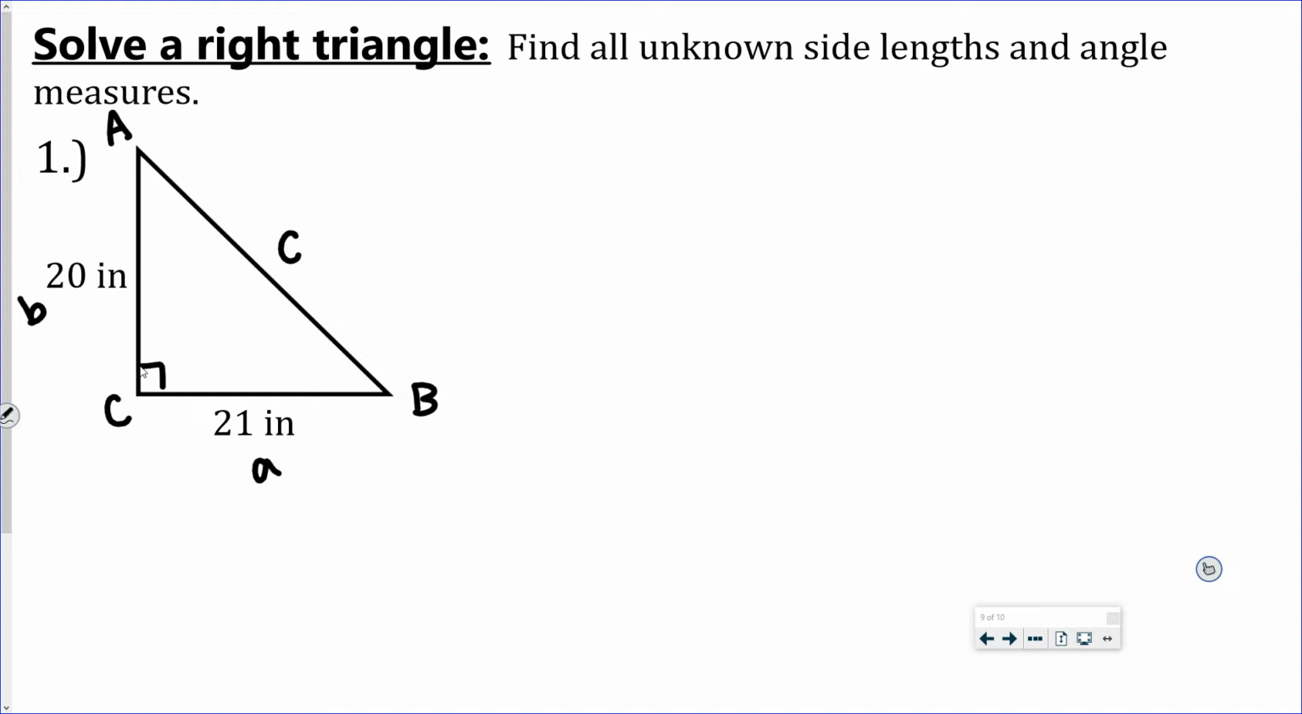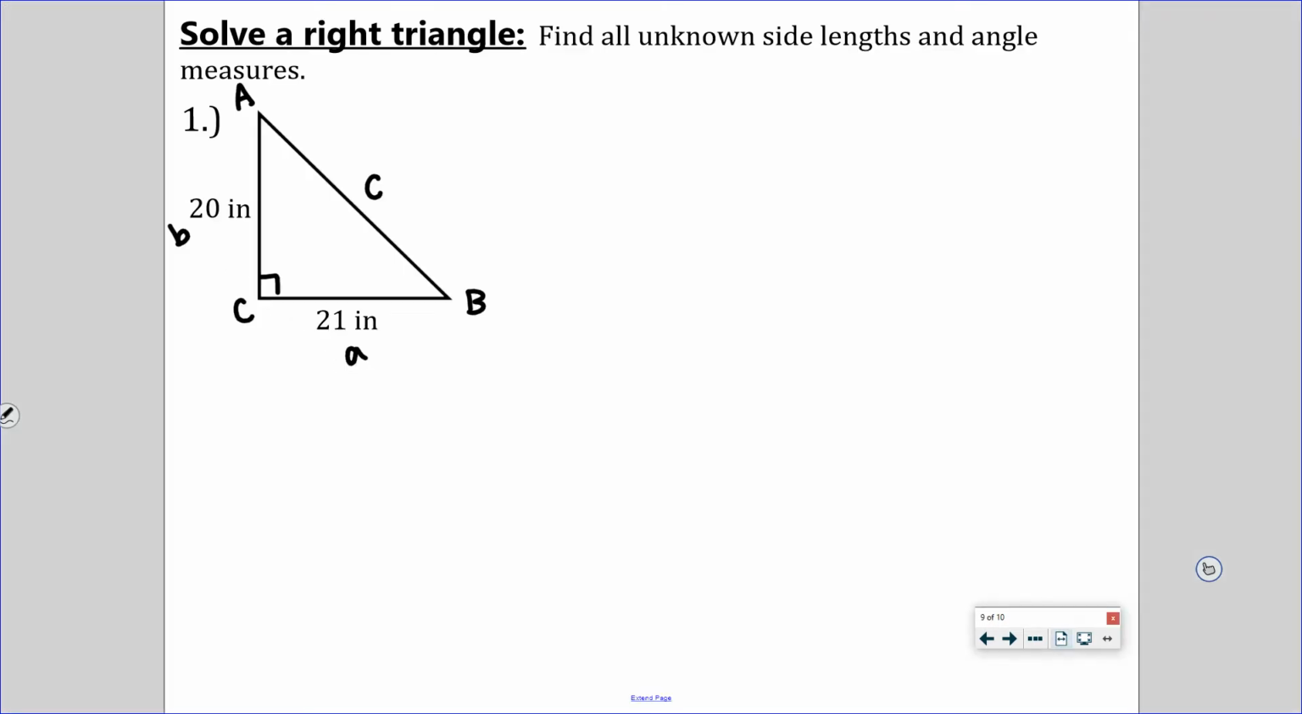Okay, so looking at what's given to me, I know side A, I know side B, and I know angle C. So I like to set up a little template for myself. I need to find side C, I need to find the measure of angle A, and I need to find the measure of angle B. That's what I need to find. When it asks you to solve a right triangle, you've got to find all the unknown sides or angles.